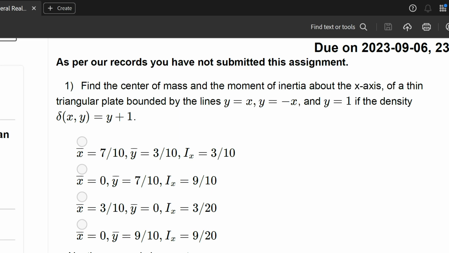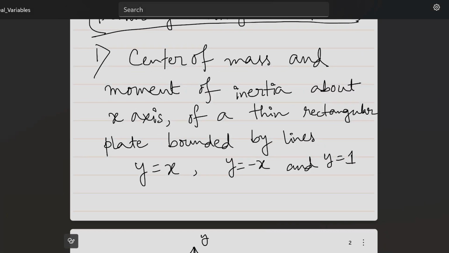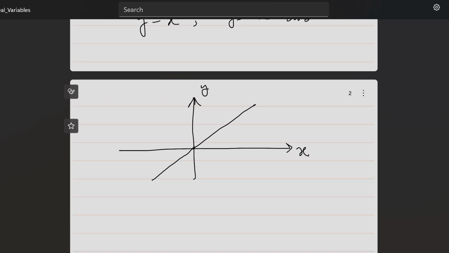First question is about center of mass and moment of inertia about x-axis of some triangular plate. Okay. So the question is you have to find the center of mass and moment of inertia about x-axis of a rectangular plate. So I see, maybe I made a mistake. It is a triangular plate, not a rectangle. So what is this triangle? First, let me draw.